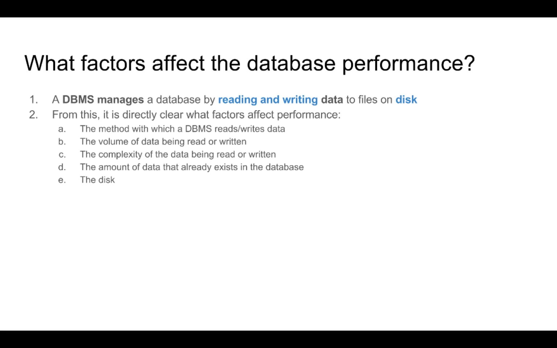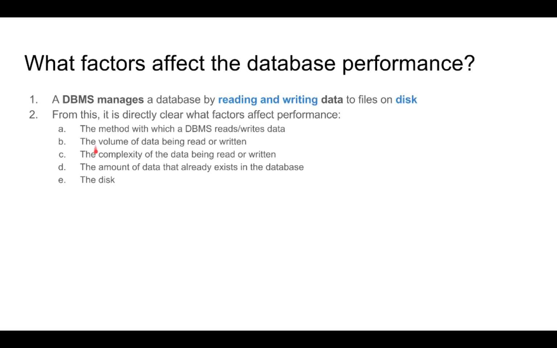A DBMS manages a database by reading and writing data to files on disk, right? So that's what a DBMS does every time you make a database query. It is managing the database by manipulating actual data, and this data is actually in files on a file system that is backed up by actual disks. So from this statement itself, it's very clear what these different factors are that can affect performance. If a DBMS is storing data to files, then the method with which the DBMS is storing data and reading and writing data from these files is a factor that will affect performance.